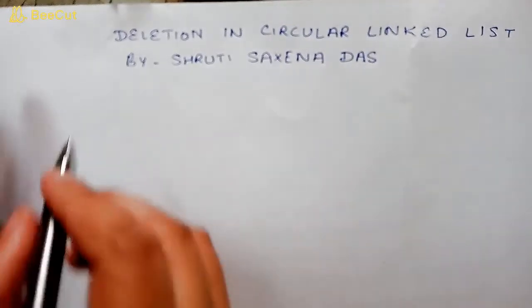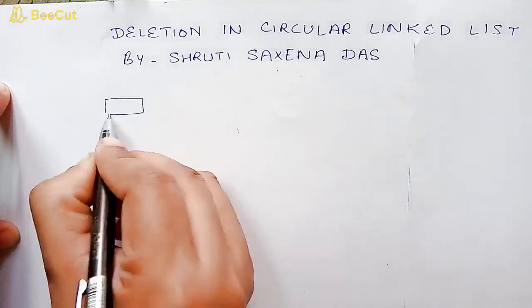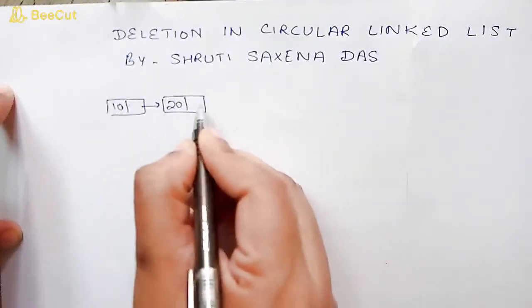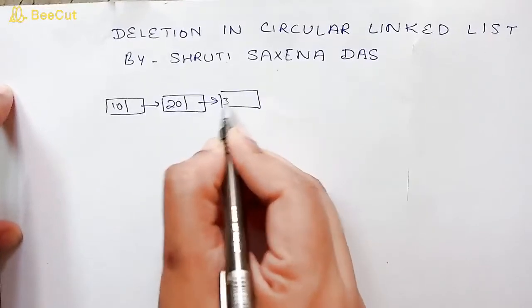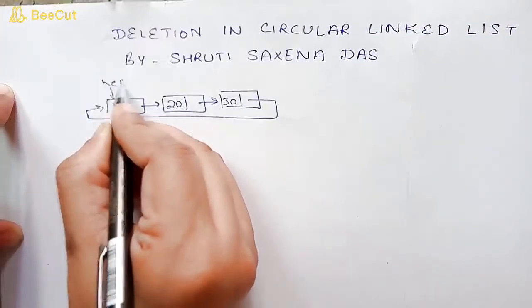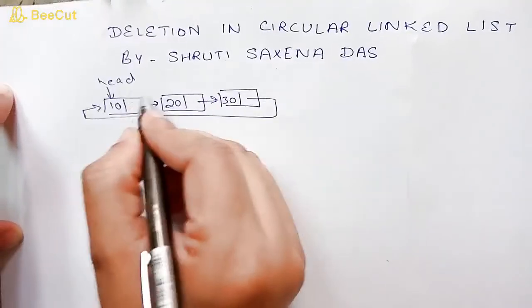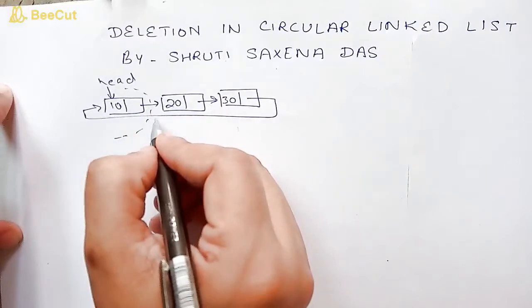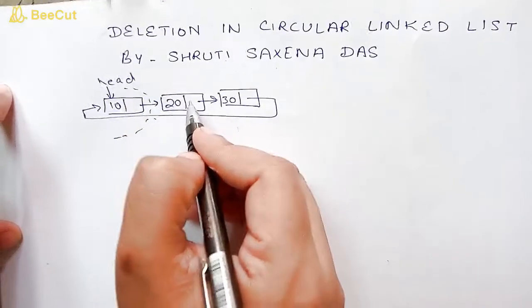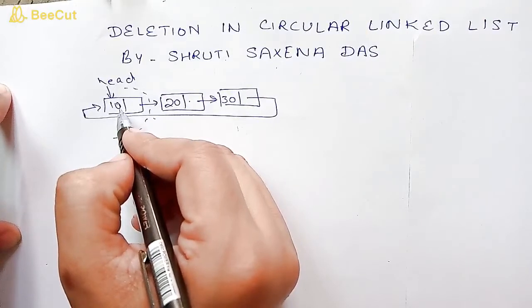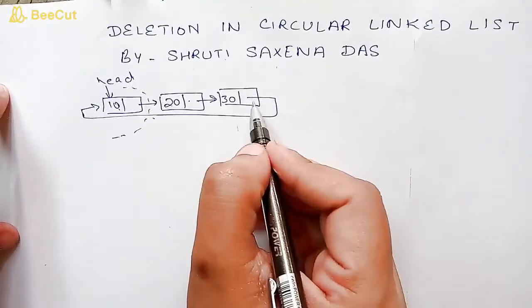Now suppose there is a scenario in which we have three nodes: 10, 20, 30, and the last node must be containing the address of the first node. This must be head, and I want to delete the first node, that means this particular node. So to delete this particular node, head should point to its next node, and I can free this node. That's it.